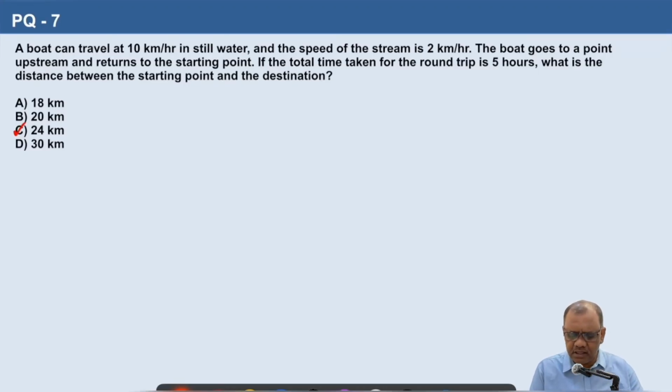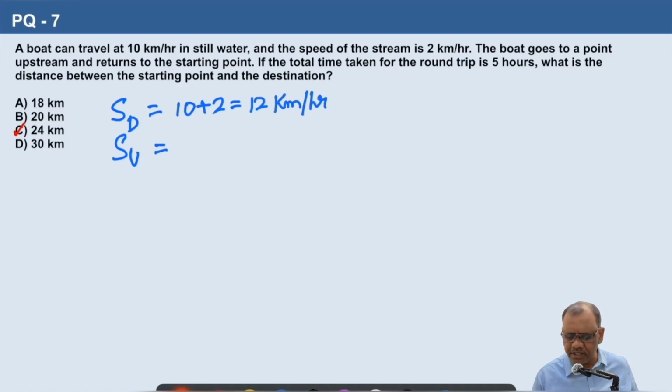So in this question, the speed of the boat in still water is given as 10 kilometers per hour and the speed of the stream is given as 2 kilometers per hour. Now let us find the speed in downstream and the speed in upstream. In downstream we have to add, and in upstream we have to subtract the speeds. Downstream, 10 plus 2 is 12 kilometers per hour. Similarly, the speed of the boat in upstream is 10 minus 2, 8 kilometers per hour.